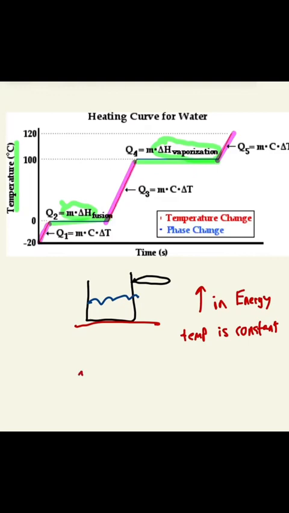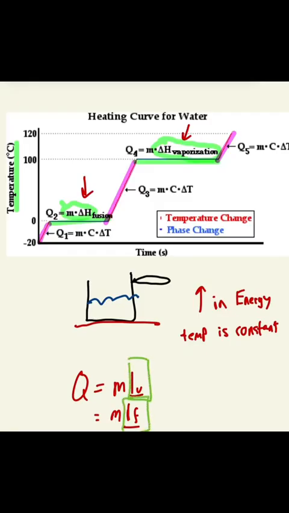So Q equals mL. That's it. Q equals mL. Now, it can be Lv or it can be Lf. That just depends on whether it's latent heat of vaporization, which is this one here, or latent heat of fusion, which is this one here. You'll be given the latent heat of fusion and latent heat of vaporization in your question.